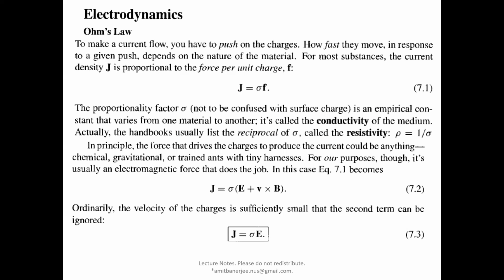Now, in principle, the force that drives the charge to produce the current could be anything, chemical, gravitational, or anything. But here the electromagnetic force can be defined in terms of E plus v cross B. We know that already from the initial chapter. So the current density can be defined in this manner. For charges with a very small velocity, the last term will become very small. So we'll basically have an equation which is much simpler and dependent on the electric field.